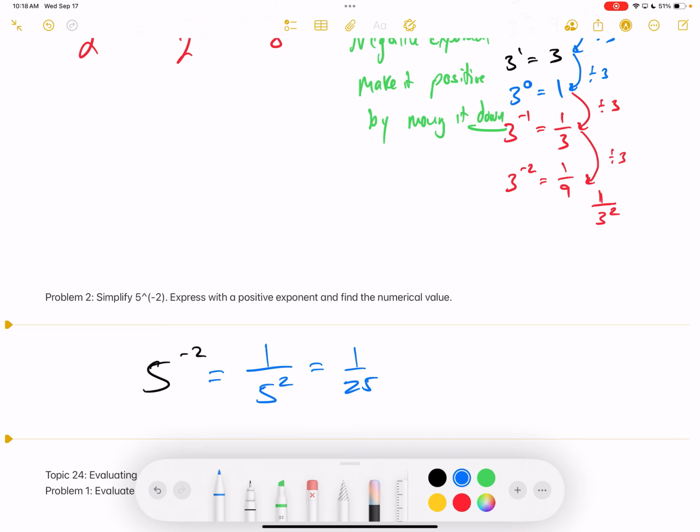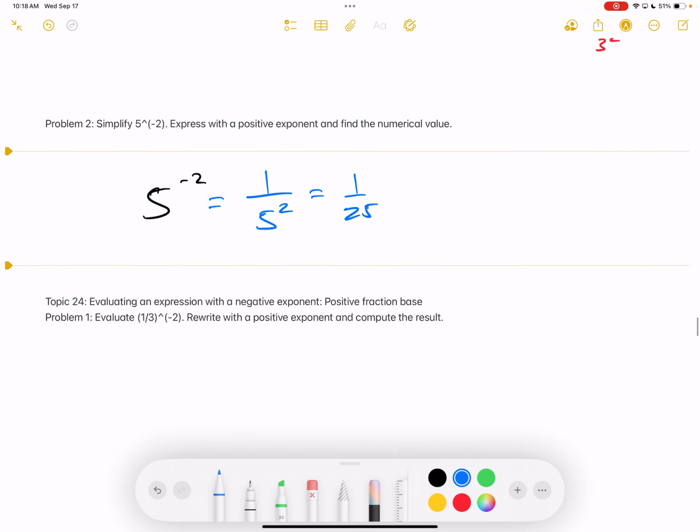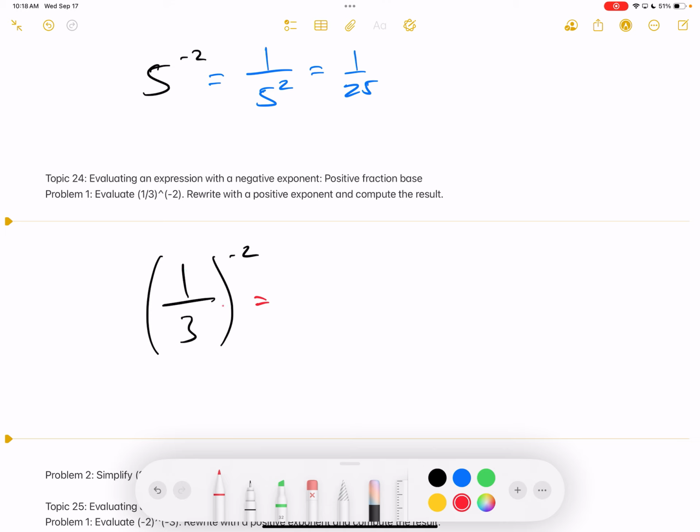This is a hard one, but it starts to make more sense the more we go. All right. Well, here's the tricky one right here, kind of. 1/3 to the negative 2. So follow our rules before. We have to do everything inside here has to be to the negative 2. So it'd be 1 to the negative 2 and 3 to the negative 2.